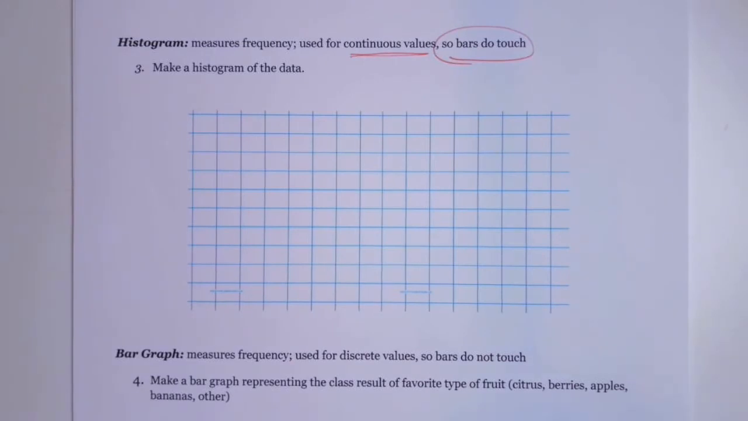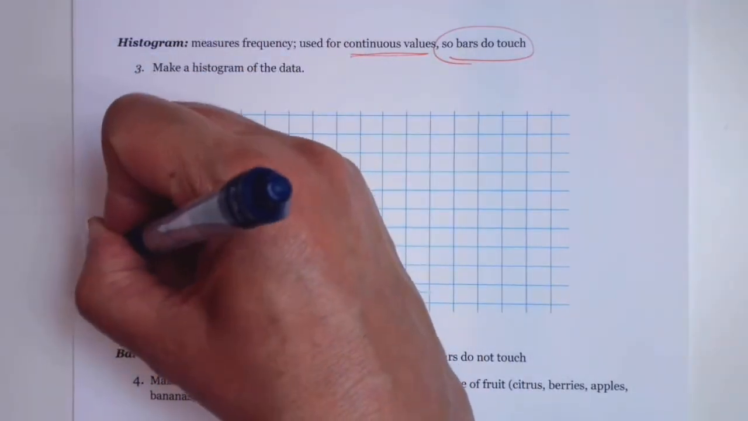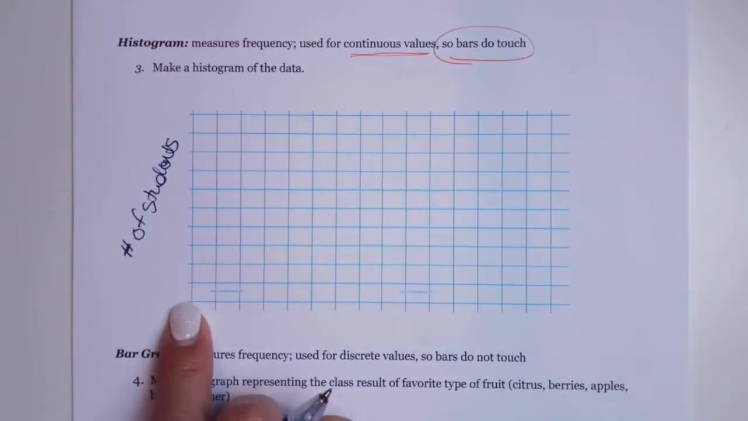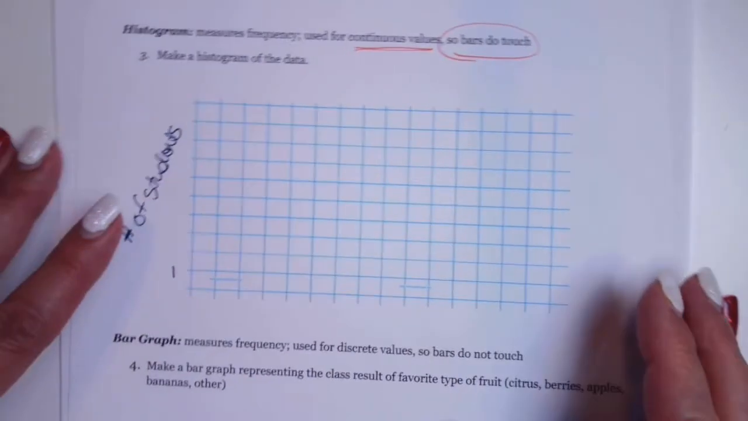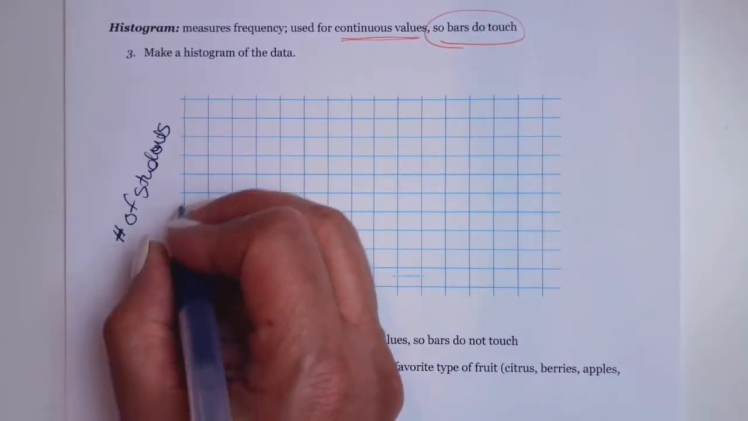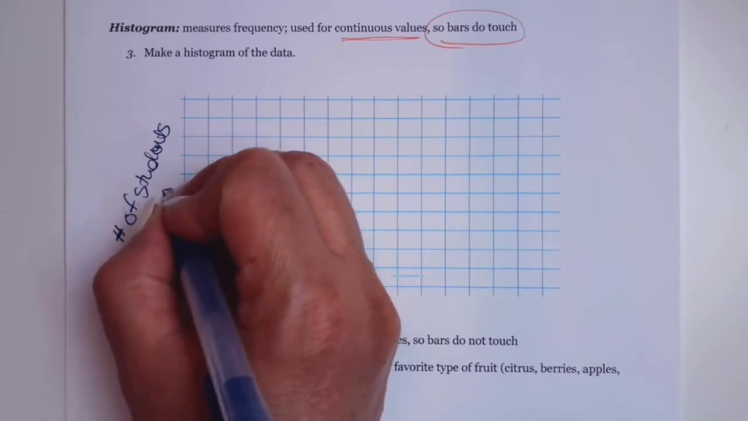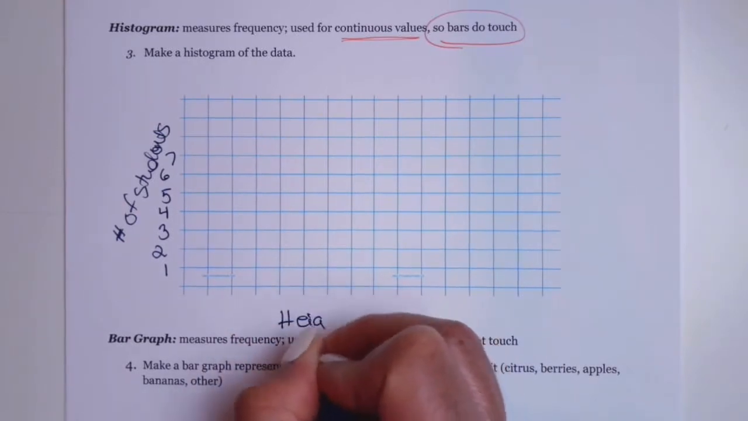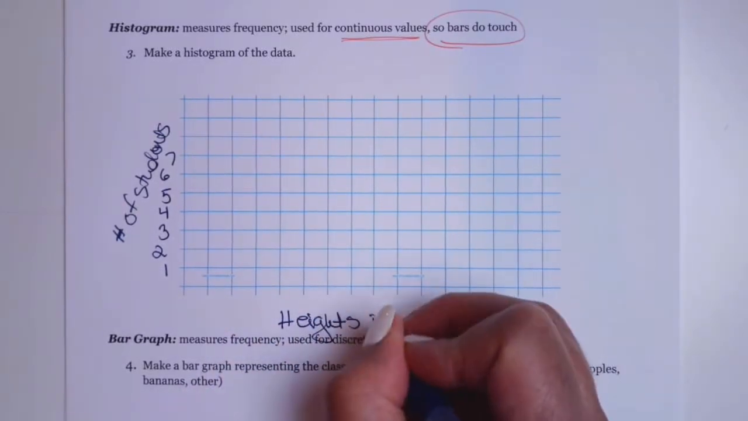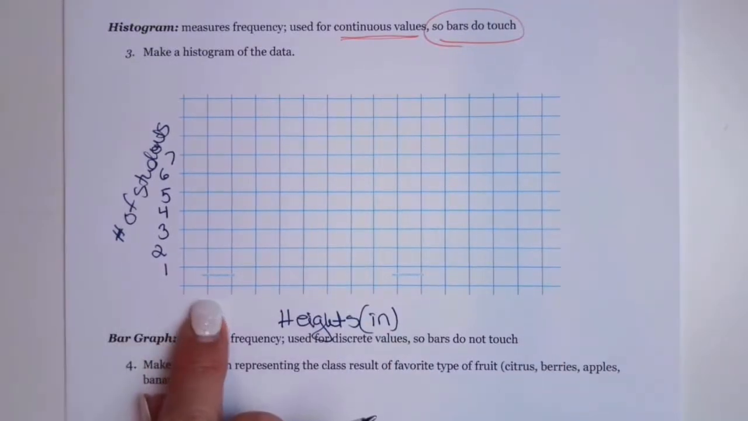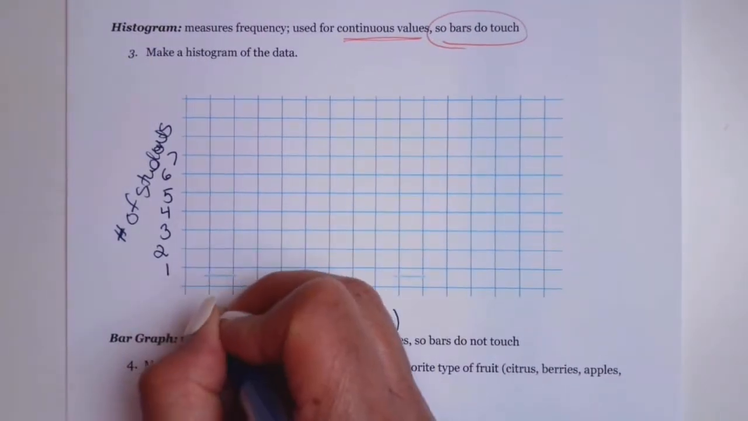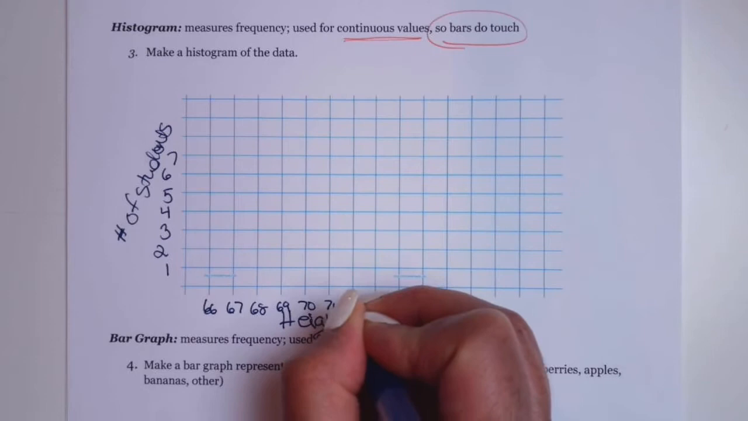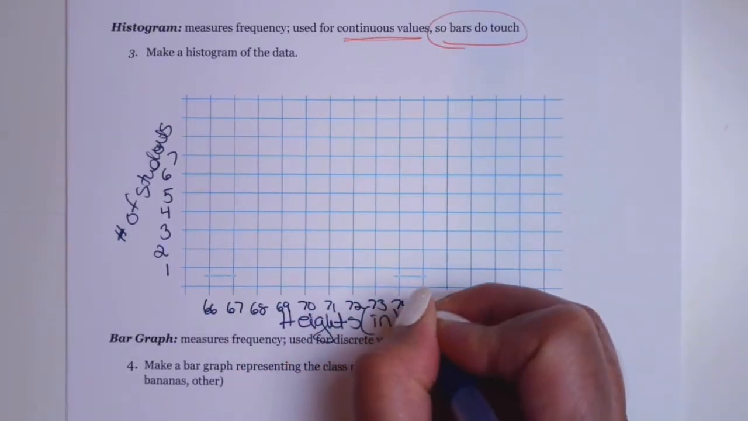So let's look at this. We would put the number of students on the y-axis. We're going to start with 0, and then we have 1, 2, 3, 4, 5, 6, and 7 students. And then we're going to put the heights over here, and heights are in inches. I'm going to start with 66 because that's what we're starting with: 67, 68, 69, 70, 71, 72, 73, 74, and 75.